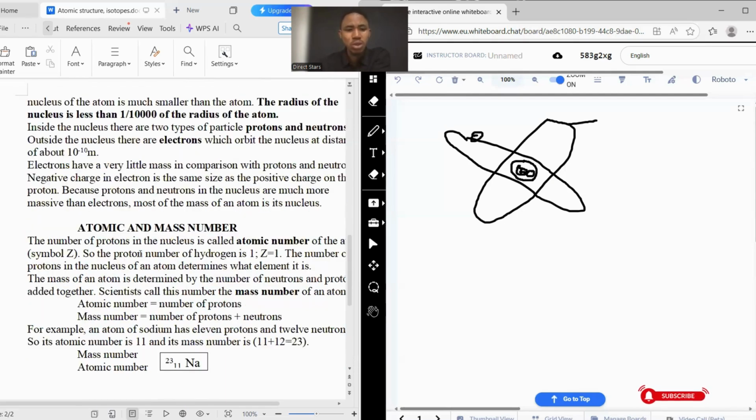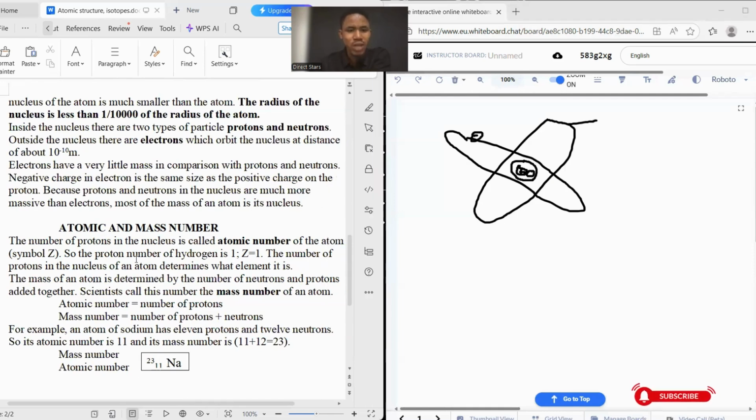The number of proton in the nucleus is called the atomic number, which has the symbol Z. The proton number of hydrogen is 1, so we have Z equals 1. The number of protons in the nucleus of an atom determines what element it is. That is why we call it atomic number. The mass of the atom is determined by the number of neutrons and the protons added together. So atomic number is also known as number of proton, and mass number is number of proton plus neutron.